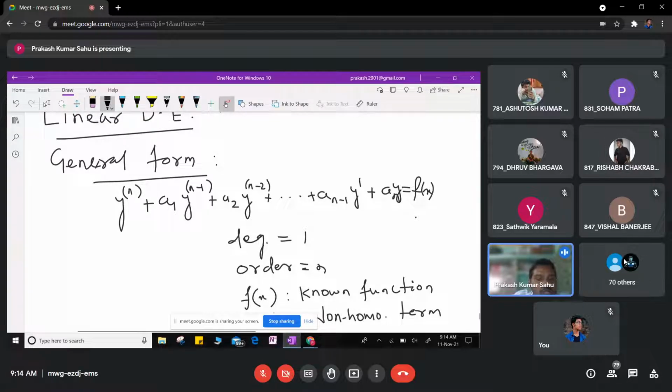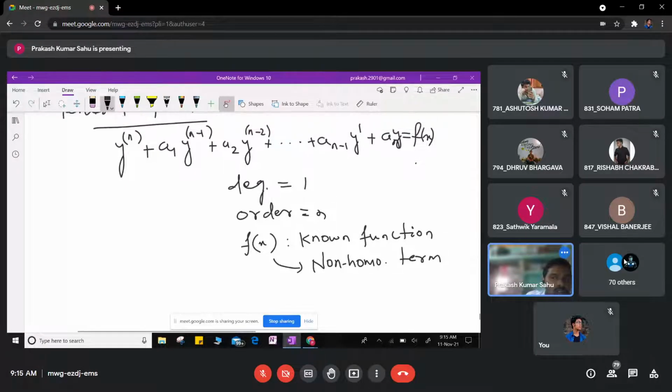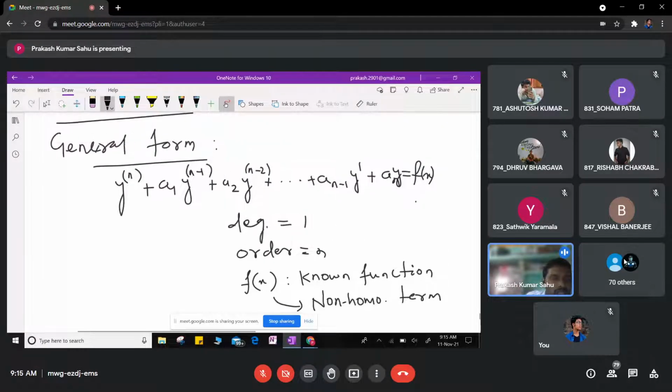Let us see the general form. Here f of x is very important. Why? Because if f of x is equal to 0, then it is called a homogeneous linear differential equation, and if f of x is not equal to 0, then it is called a non-homogeneous differential equation. But we'll discuss these things again.